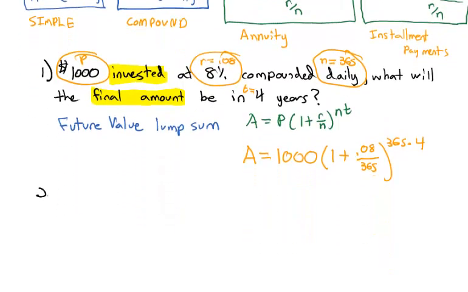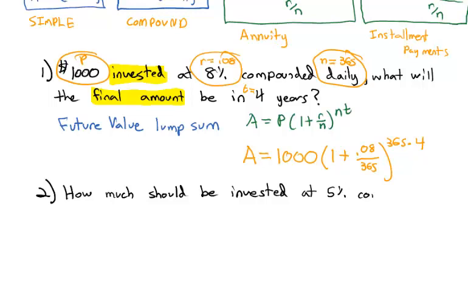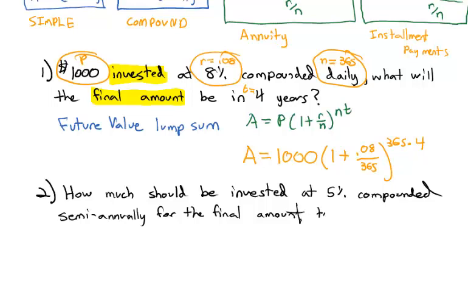Let's try another one. Looking for clues, what type of problem are we working here? We want to know how much should be invested at 5% compounded semi-annually for the final amount to be $3,000 in 7 years.